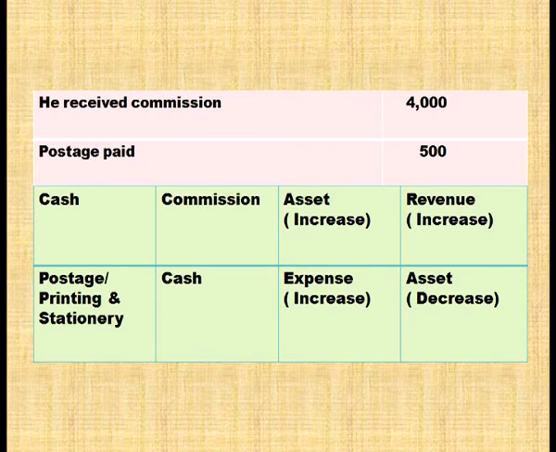Postage paid, rupees 500. Postage being an expense. You can include either under the head postage or as printing and stationery account. Cash is going from the business when it is paid. So, cash is an asset account. So, postage expenses increases. When expense increases, it will be debited. Cash being an asset, it is decreasing in this transaction. So, it is credited. So, postage debit, cash credit.